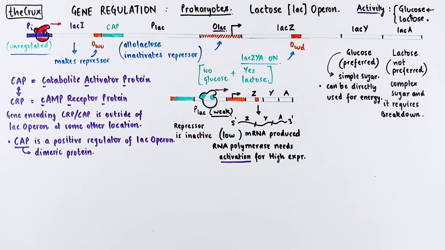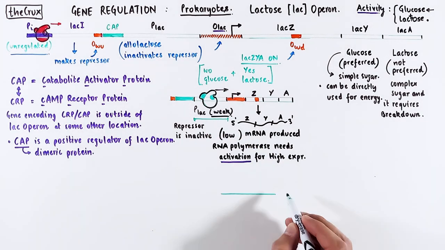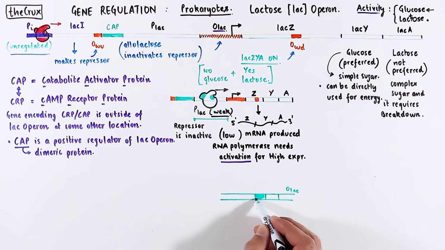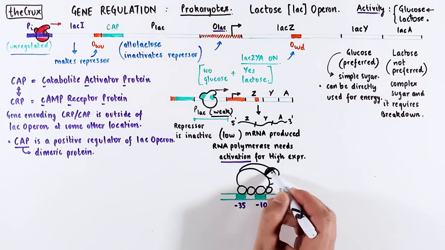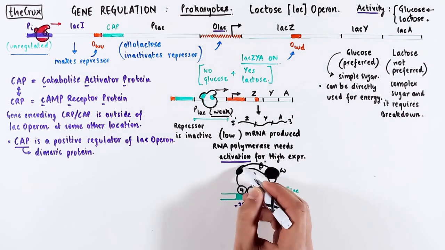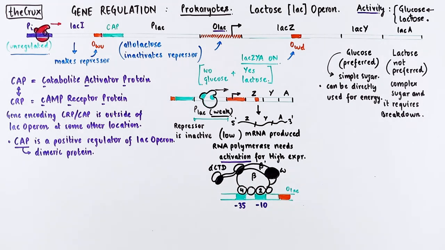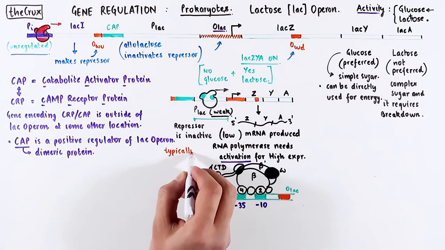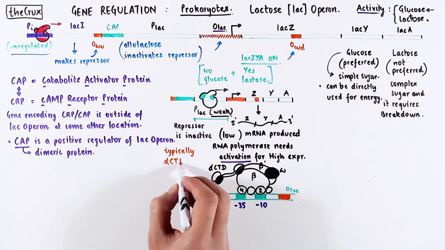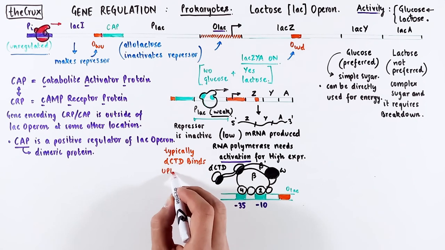Now, to understand how CRP works in this lac operon, we have to dissect the weak promoter here. This promoter has the negative 35 and the negative 10 elements. An RNA polymerase holoenzyme with its sigma factor binds at the negative 35 and the negative 10 elements. But this is usually not very strong. If you recall the video on transcription initiation in prokaryotes, we discussed that the C-terminal domain of the alpha subunit contacts the upstream promoter elements.